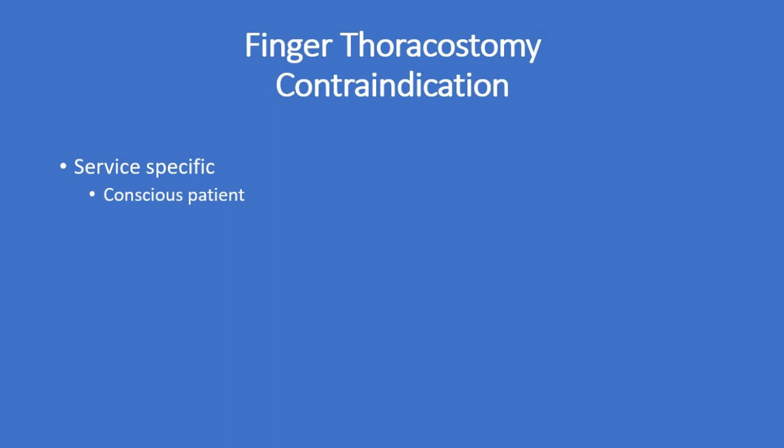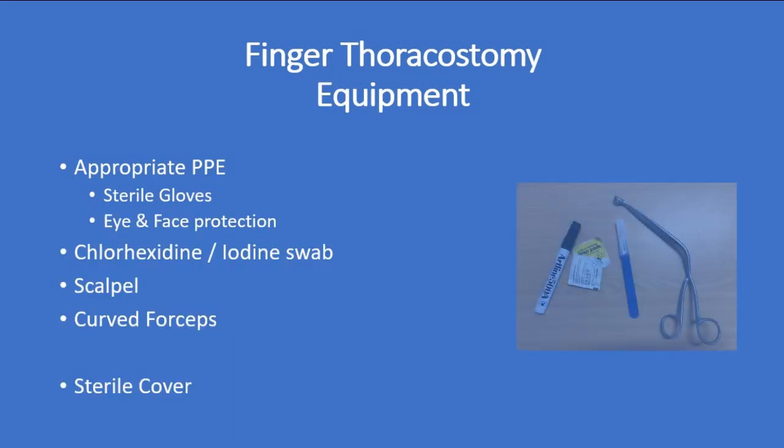With this in mind, it should not be performed on patients that are conscious. The equipment needed to perform a finger thoracostomy are again service specific, but across most services they will have the same general equipment. We will need appropriate PPE for the paramedic, being gloves, mask and eye protection, some sort of sterile wipe to clean the chest wall, a scalpel and typically curved forceps. For the post-procedure, a sterile cover should be placed over the top.